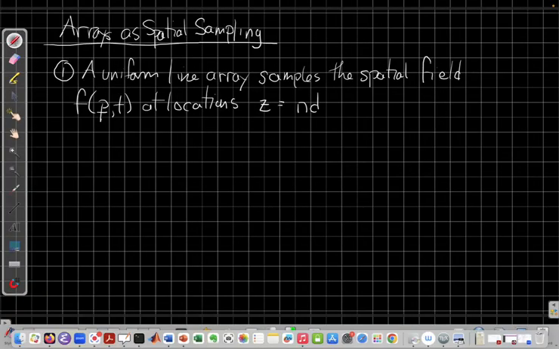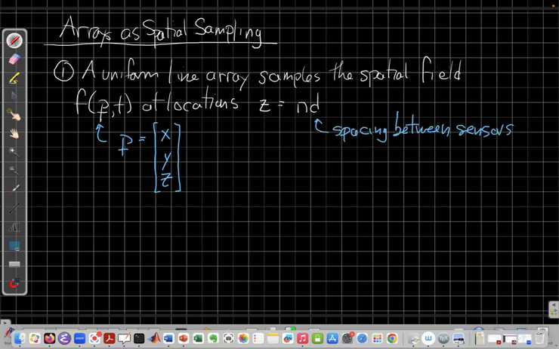Okay, so the first thing, as we mentioned, is that a uniform line array samples the spatial field f of p and t at locations z equals nd. Again, just to remind you, the p vector is our position vector, x, y, z, right? And d is the inter-sensor spacing, the spacing between sensors on our uniform line array. Okay, so first we're going to think of going along the z-axis, measuring the field f at points spaced every d along the axis.